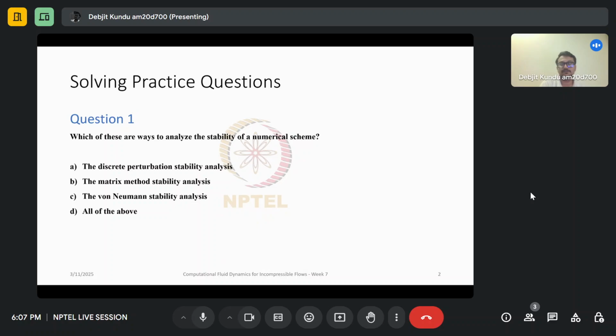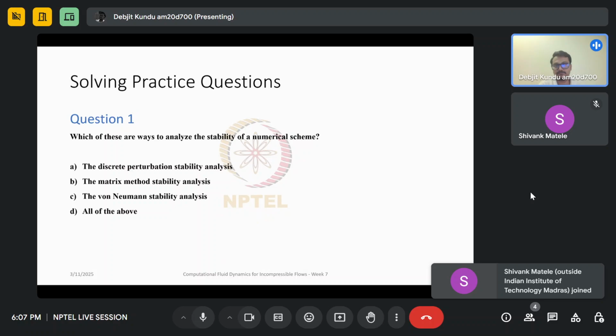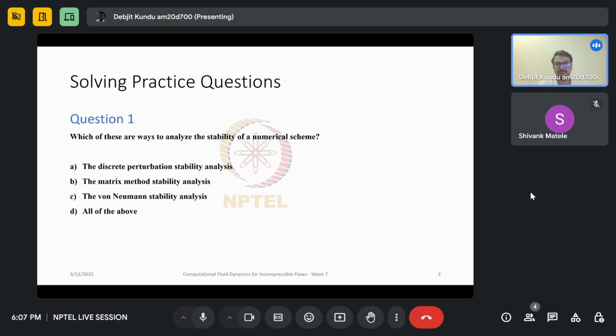Anyway, here's question number one, which asks which of these are ways to analyze the stability of a numerical scheme? Is it option A, the discrete perturbation stability analysis? Option B, the matrix method stability analysis? Option C, the von Neumann stability analysis? Or is it option D, all of the above?